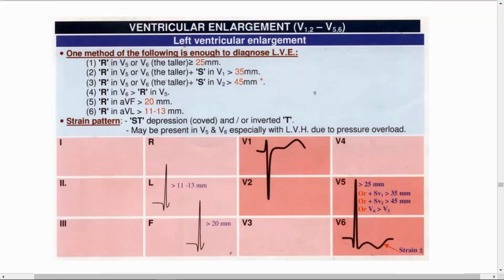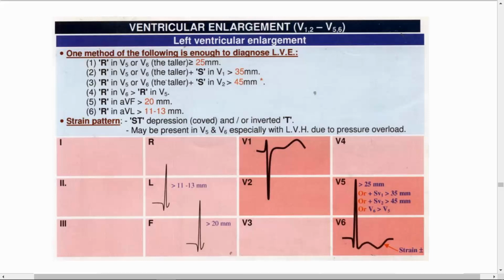The third item will be ventricular enlargement. For ventricular enlargement, the same leads as the bundle branch block: V1 and 2, V5 and 6. We have many criteria. We can take one and depend on it, okay?